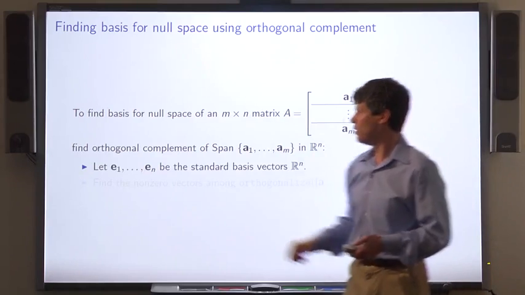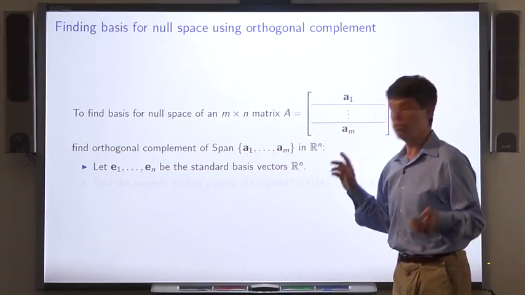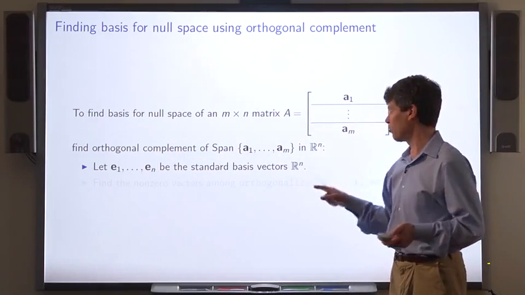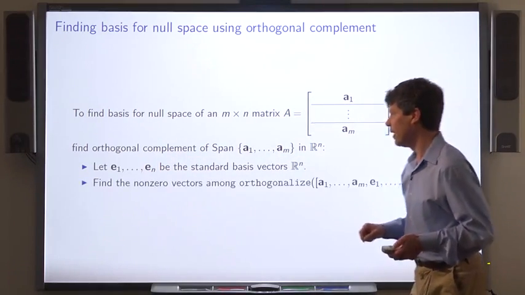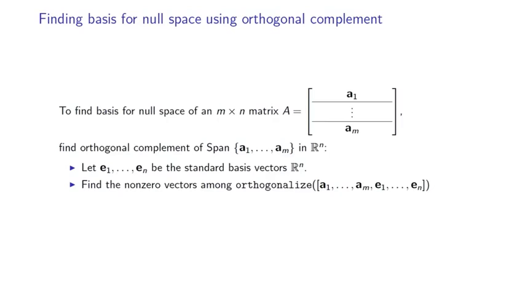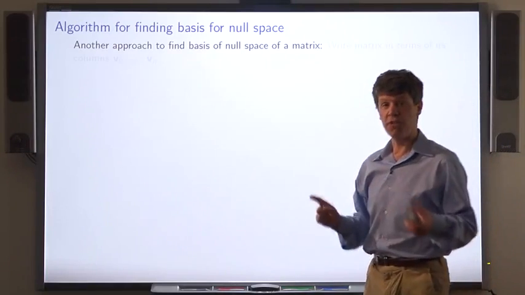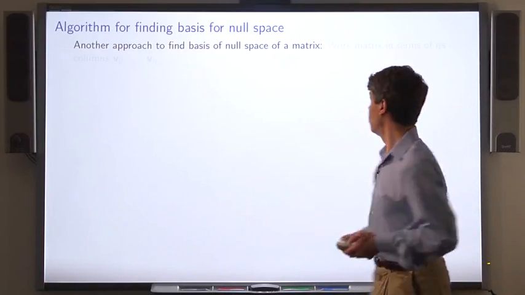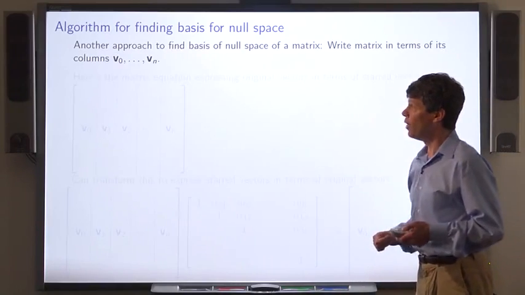And to do that, we let E1 through En denote, as usual, the standard basis vectors for Rn. And we find the non-zero vectors among the output of orthogonalize with the input list A1 through Am followed by E1 through En. Here's another approach to finding a basis for the null space of a matrix.